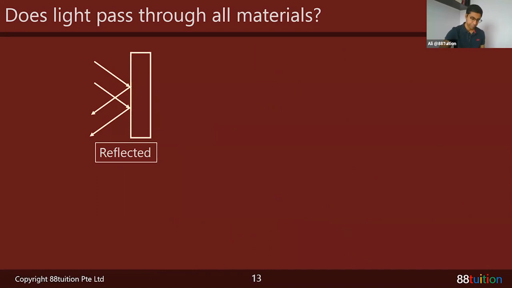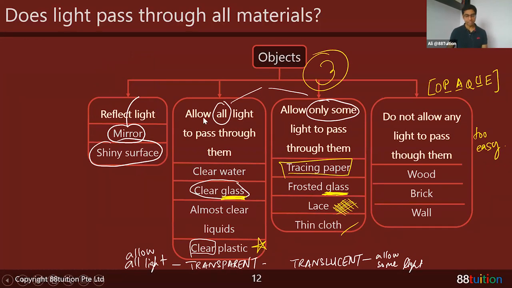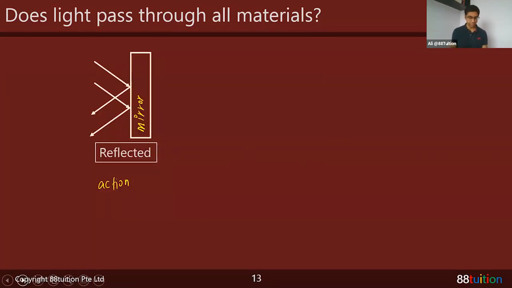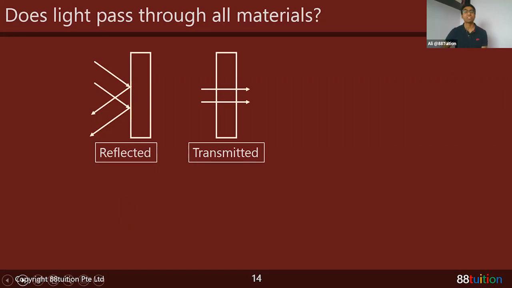So we have the mirror. Right? This is called reflection. So this is the exact action of the light. Earlier we talked about the property of the object, whether it's transparent or not. Of course, we also showed the word reflection. Did we show the word reflection? Yes. You see, it shows reflect light. Then it says allow all light. But here, I'm going to talk about the action of light, which is reflection. Now, what's the other action of light? Transmission. Okay, light can get transmitted.